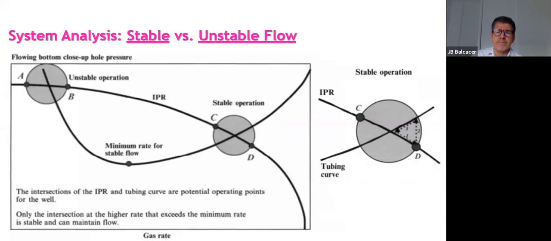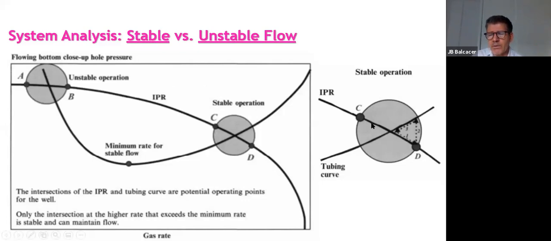There are some topics related to the system analysis: stable versus unstable flow. We have the minimum flow right here, and everything to the right is producing a stable flow, and everything to the left of the minimum rate is unstable operation. To the left, we are dealing with loading of liquid in the wellbore. Here we have another point of intersection with the inflow, but in this case it is an unstable condition. So sooner or later, due to the loading of liquids in the wellbore, the well will die.